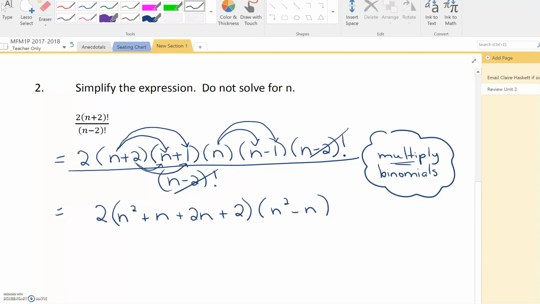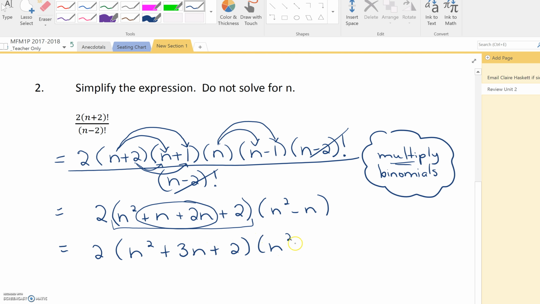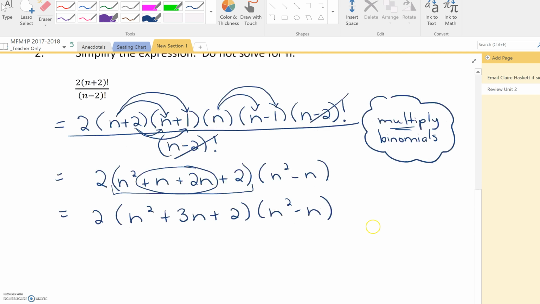Now, do you see anything you can simplify here within the brackets? Because now you're adding some stuff inside. You can go 3n, because 1n plus 2n is 3n. So it'll be 2 bracket n squared plus 3n. You can't do anything else, okay? Plus 2. There we go.